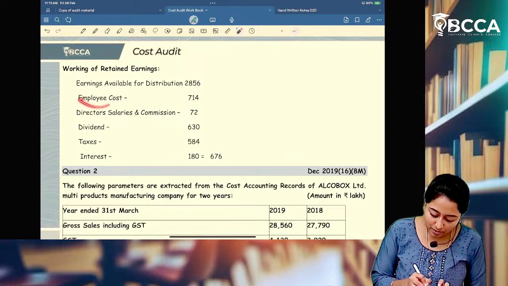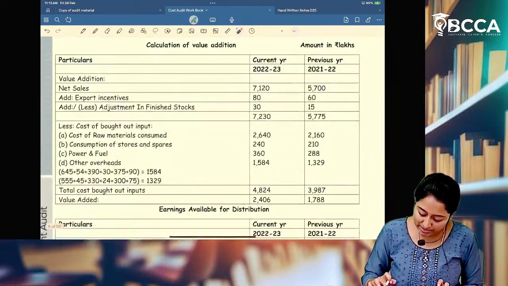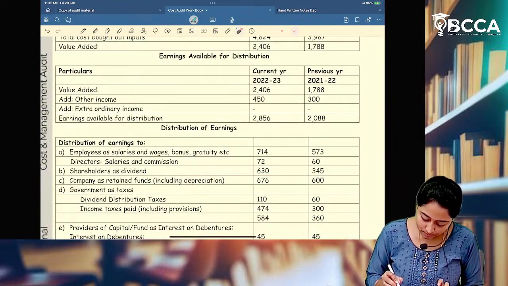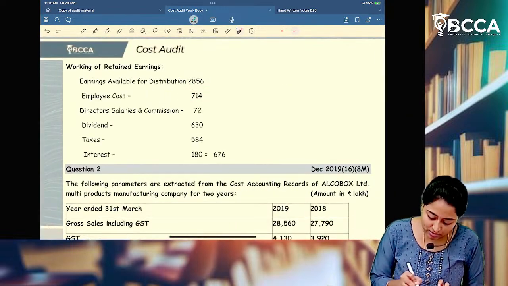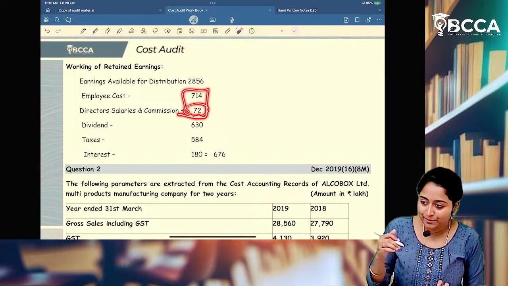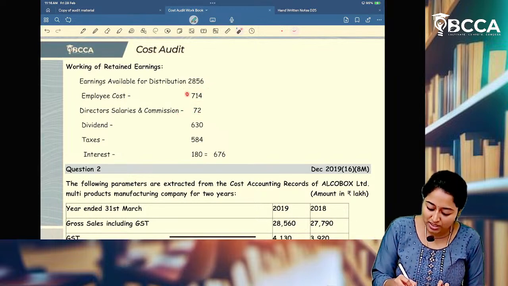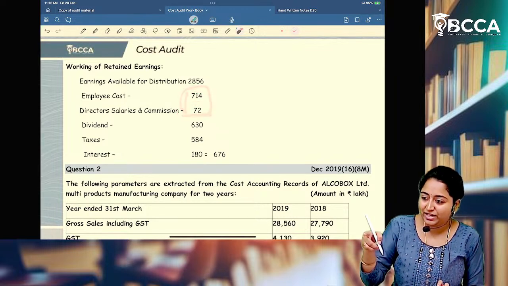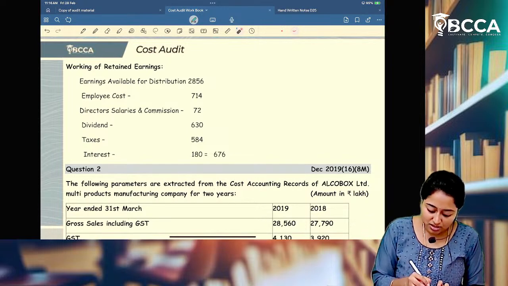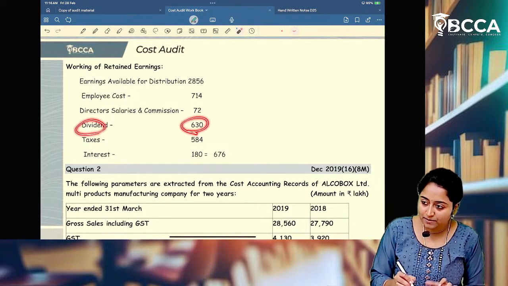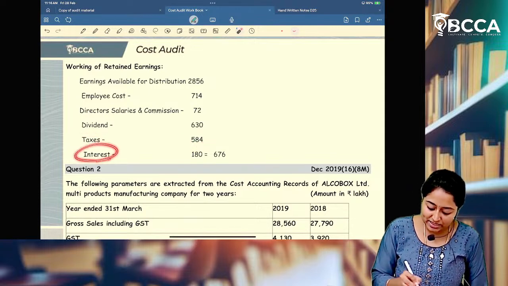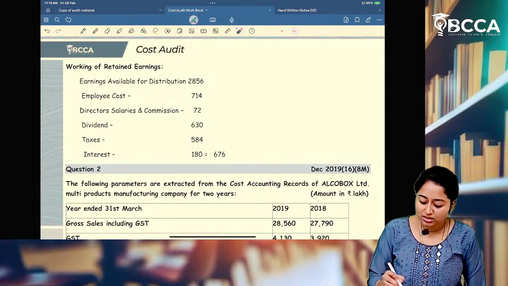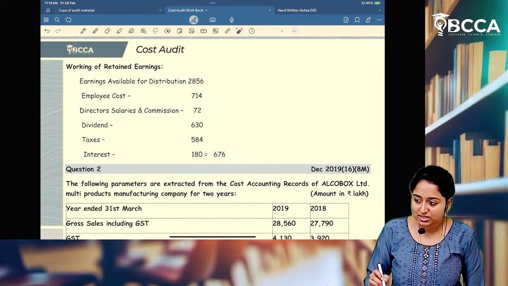Okay. Now, employee cost 714. Is employee cost 714? Now, in this employee cost, the director's salaries they have included separately. They have given. We have taken it as one. 714 and 72 is 786. Now, dividend 630. Taxes 584. They have combined. Interest 180. We got 676.